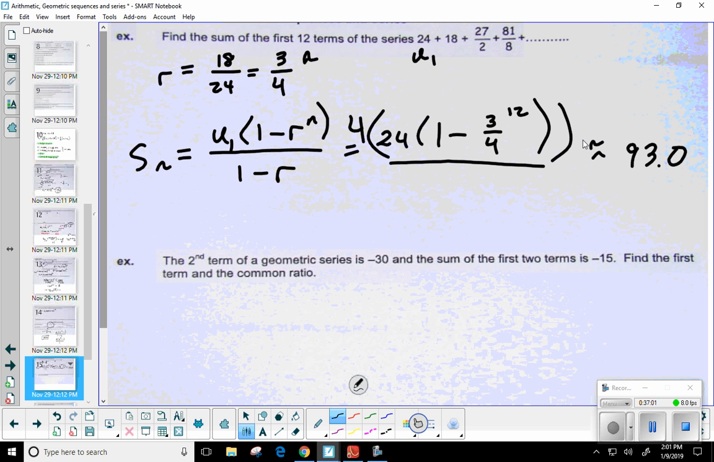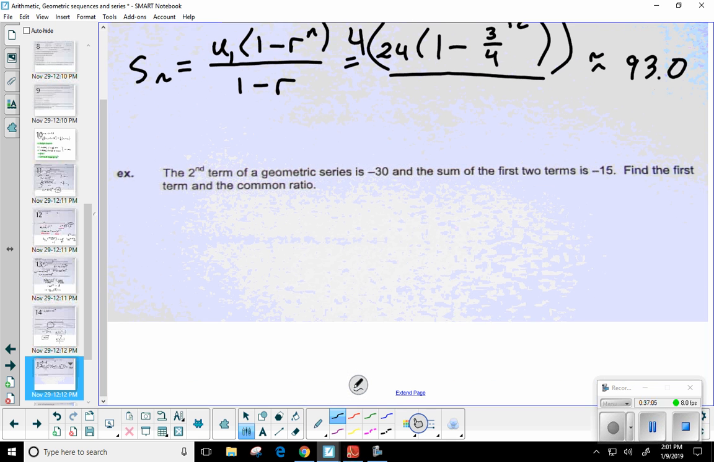Okay. Next up, the second term of a geometric series is -30. Oh my gosh, is it already after 2 o'clock? Man, time really does fly when you're having fun, right? It's like we just walked in here.